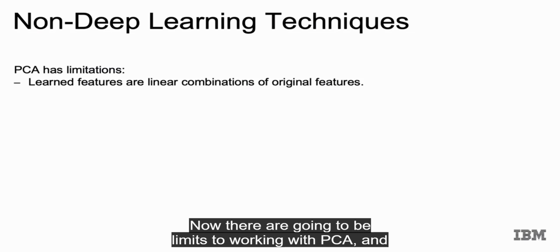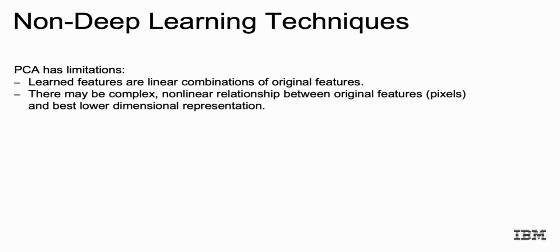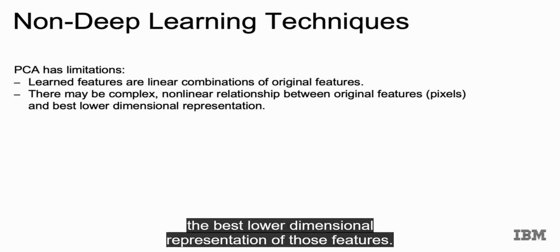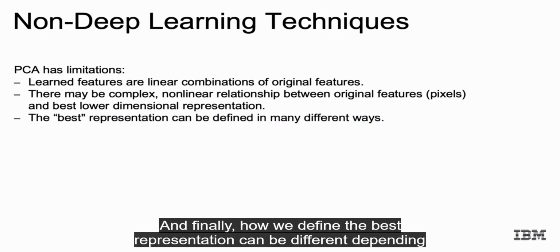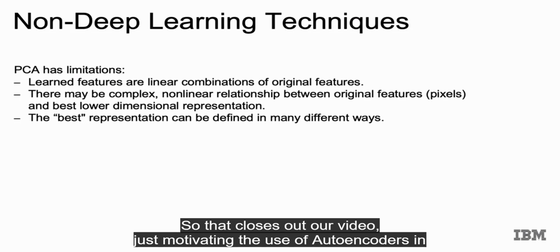Now, there are going to be limits to working with PCA and why we'd want to move to something like autoencoders. The main thing is that learned features will have to be some type of linear combination of our original features. When in reality, there may be some complex nonlinear relationship between those original features and the best lower dimensional representation of those features. And finally, how we define the best representation can be different depending on what our problem is. So that closes out our video just motivating the use of autoencoders.